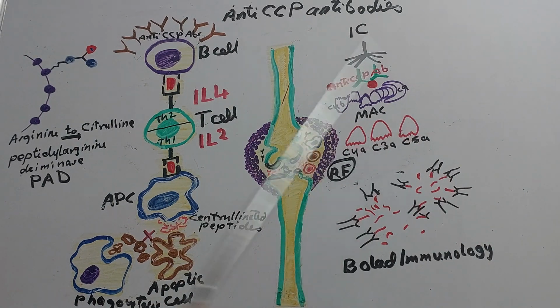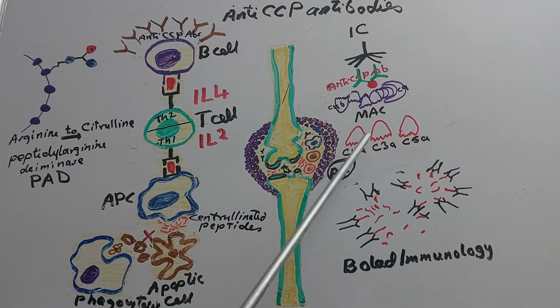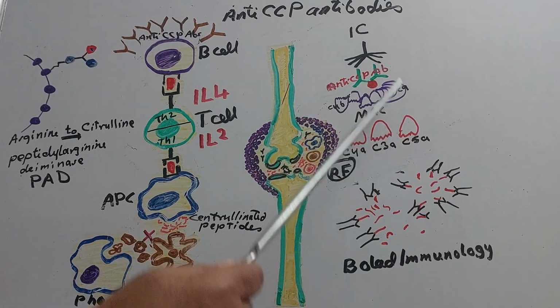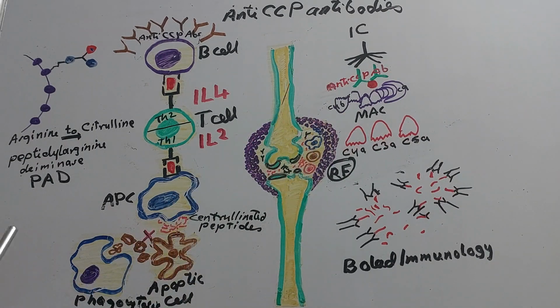Anaphylatoxins are short fragments of complement components number 4, number 3, and number 5. And this reaction takes place in the synovium.